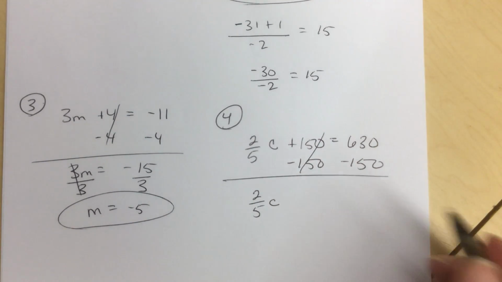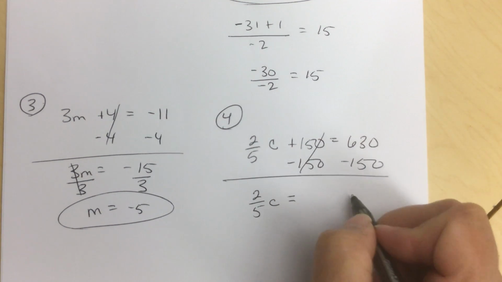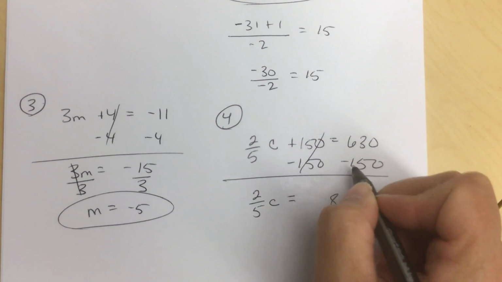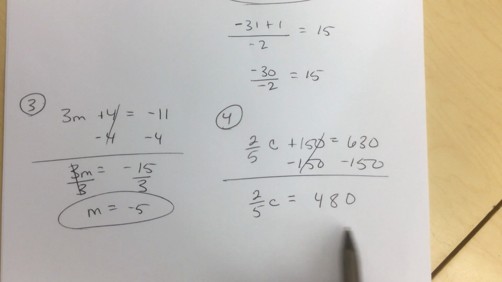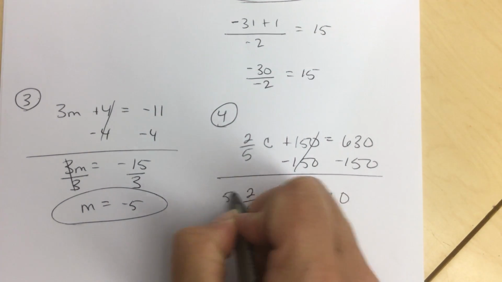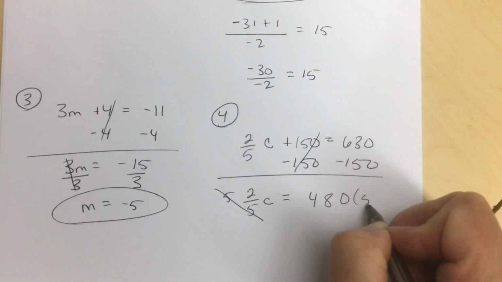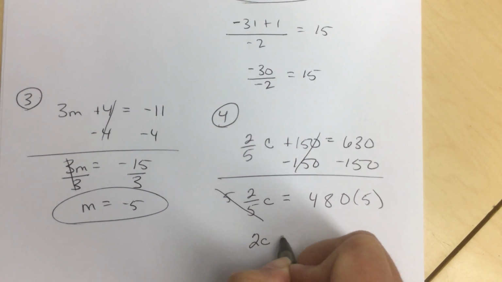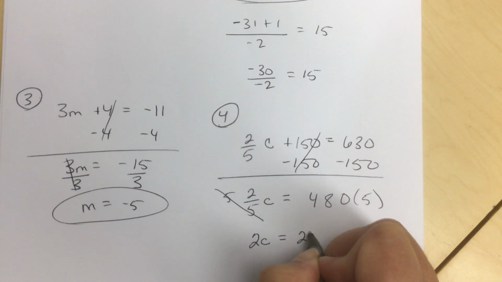150 minus 150 is equal to 0. And then 630 minus 150 is 480. So positive 480. Now, I like to get rid of the 5 separately. Some of you can multiply both sides by 5/2, but I like to multiply both sides by 5. So I would take a calculator and do 480 times 5. So if I multiply both sides by 5, that cancels. So then I'm left with 2c is equal to 2400.